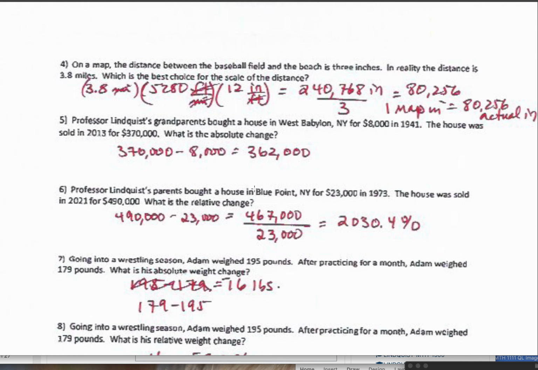Professor Lindquist's parents bought a house in Blue Point, New York for $23,000 in 1973. I actually think it was $29,000. The house was sold in 2021 for $490,000, which is exactly what I think it was sold for. What's the relative change? 490 minus 23 is $467,000. And you've got to divide that. Whenever you do a relative change, it's always by the reference or original amount. So you divide that by 23,000. And that's 2,030%. Now that might seem like a ridiculously high number, but look at how much the house increased in value, from just over 20,000 to almost $500,000. That's why the percent is such a large number.